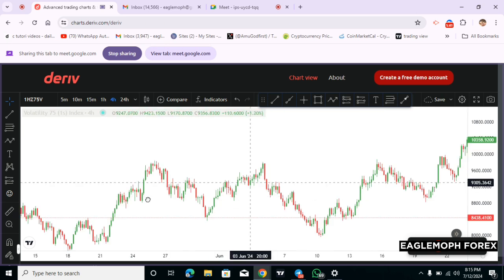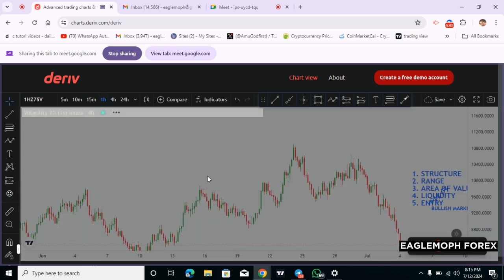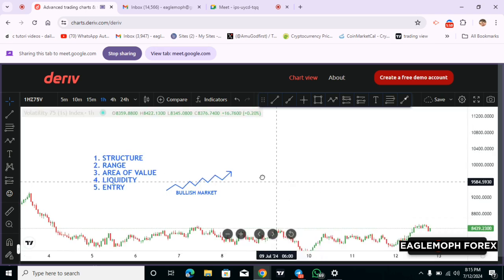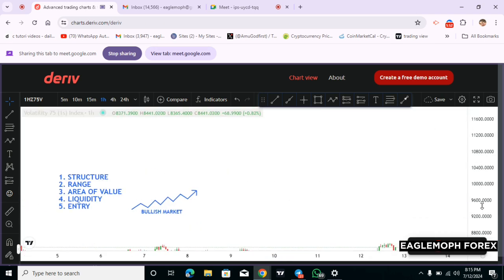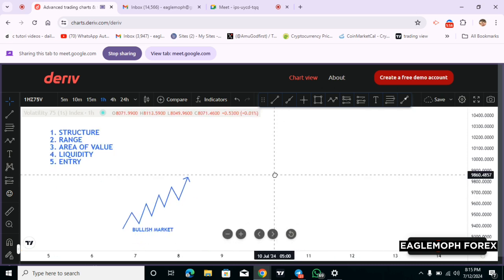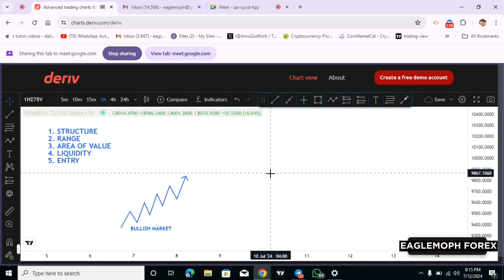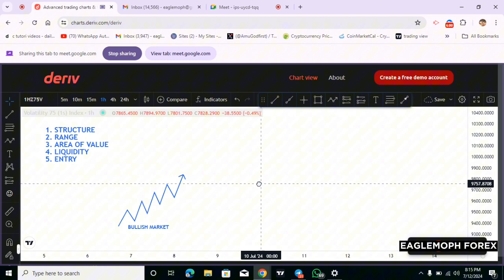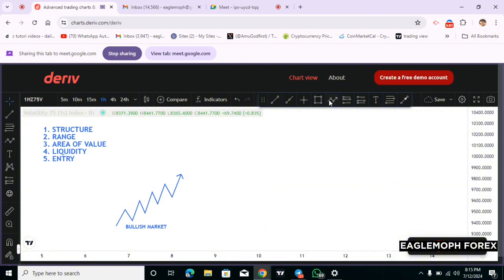So I think this will bring us to the first assignment for this class this night. What you do is that after the class this evening, just go to the charts, any chart of your choice, and then just mark out a bullish structure and also a bearish structure. So that will be the first assignment for this class this night.